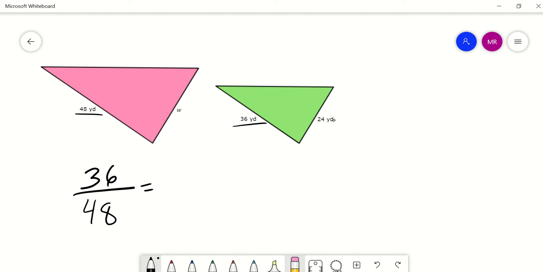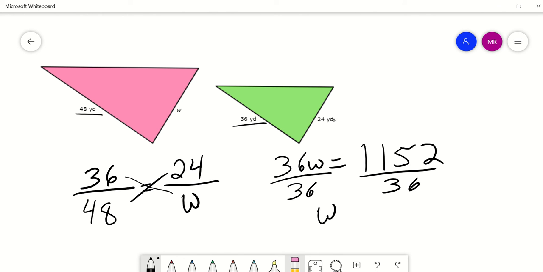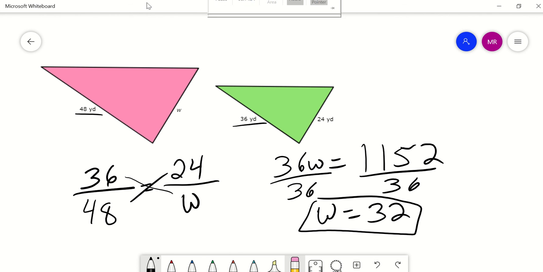So we did green over pink. So we're going to stay with that theme, 24 over W. And now we cross multiply and solve. 36 times W is 36W. Again, go to your calculator. Your calculator is your friend here. 48 multiplied by 24, and I get 1,152. It's a big number. Calculator makes it pretty easy though. 36 times W, we need to divide by 36 on both sides. 1152 divided by 36, and we get W equals 32. Okay. So W equals 32.